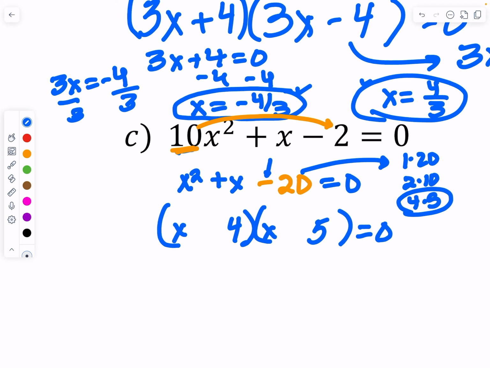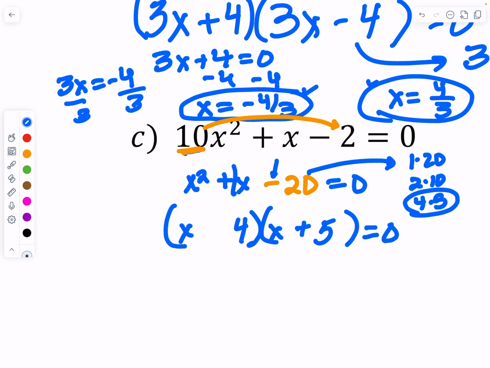I want a positive middle number. So I want a positive 1x. So this is going to be a positive. That's going to be a negative. So 5 minus 4 gives me 1.